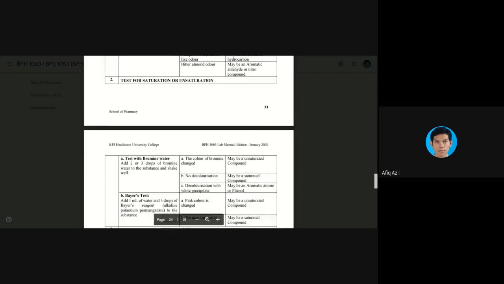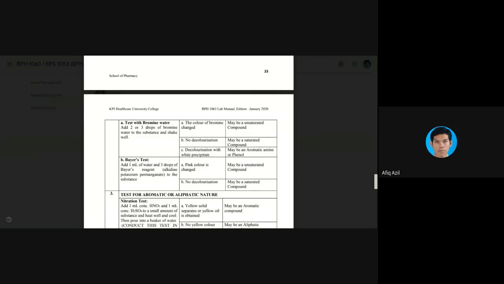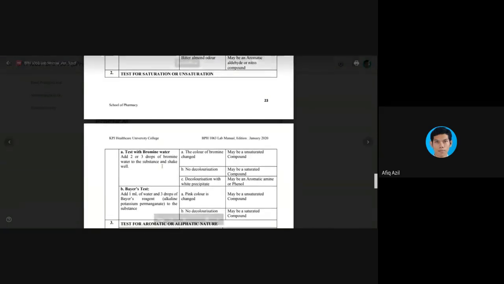And then for the second test, it would be on the test for saturation or unsaturation. So this is to check whether the compound is saturated or not. So unsaturated compound will contain either a double or triple bond. So saturated compound doesn't contain any C double bond C or C triple bond C. So there are two tests in which that you can do. We have the first one, which is the bromine water test, okay, and another which is called as the Baeyer test. So below each of the tests, there is the procedure, meaning what you have to do for the test.